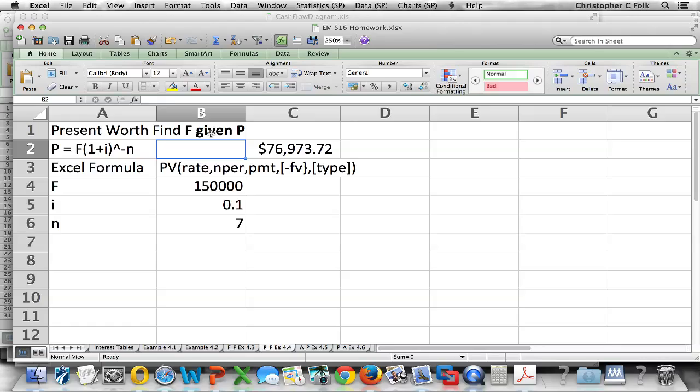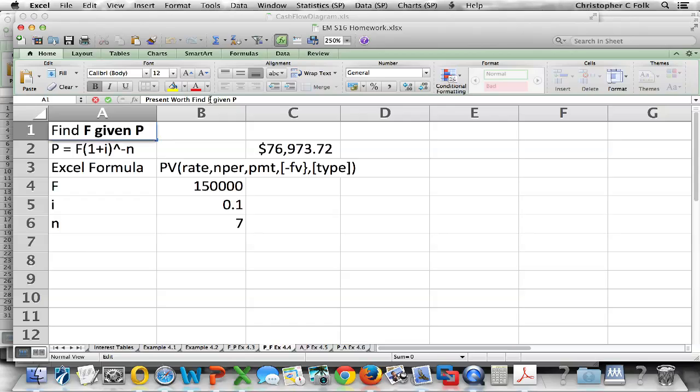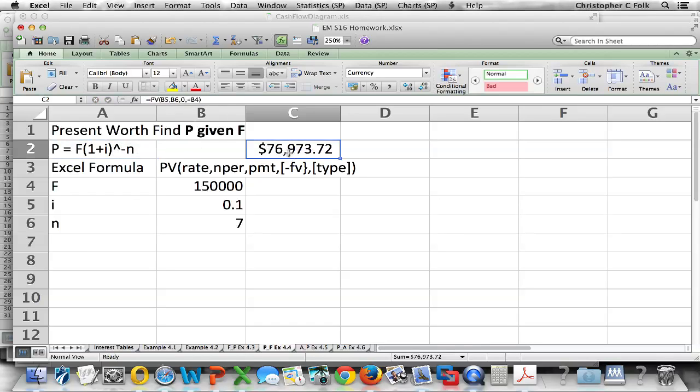I wrote that down wrong. This would be, yes, that's backwards. We want to find the present value given the future value. All right, so let me change that here. Let's say we will find P given F, and I will make it bold. All right, find P given F. And so there's my formula.